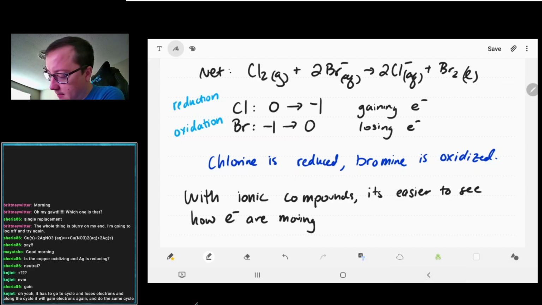Okay, so with ionic compounds it's somewhat easy, because we see the charges. We can say, okay, chlorine is starting at neutral, it's becoming -1, and bromine is starting at -1, becoming 0. Fairly easy to see where the electrons are going there.